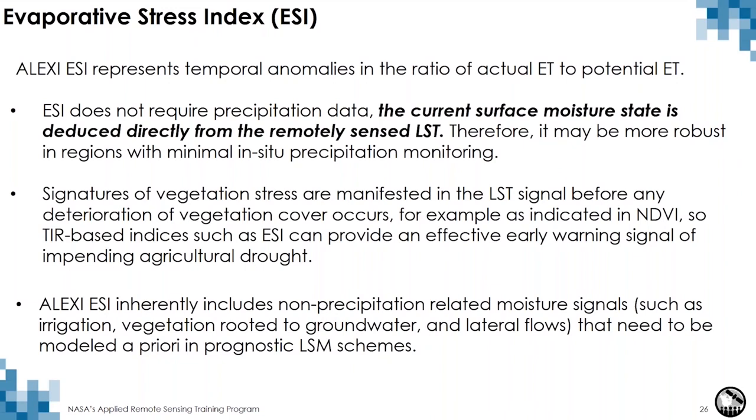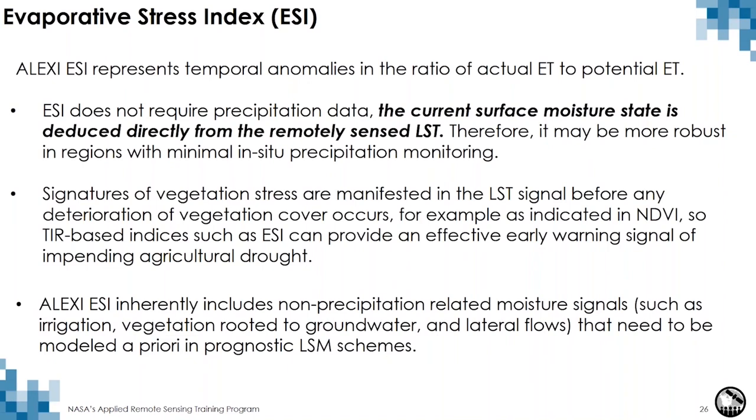One of the advantages of ESI is that it doesn't require precipitation data. We're deducing the soil moisture directly from land surface temperature. So we don't need to know precipitation. We don't need to know soil moisture. We're deducing the current soil moisture state of the vegetation directly by this land surface temperature driven model.